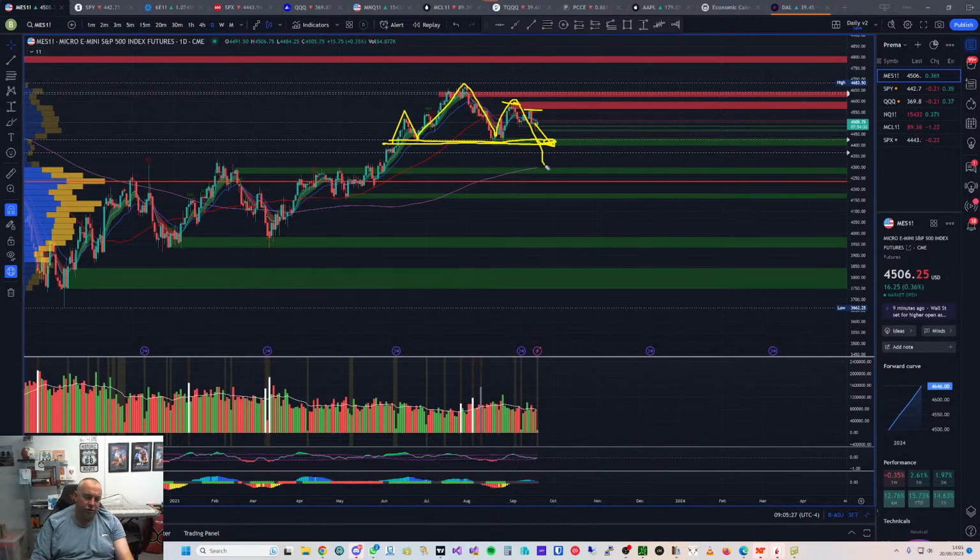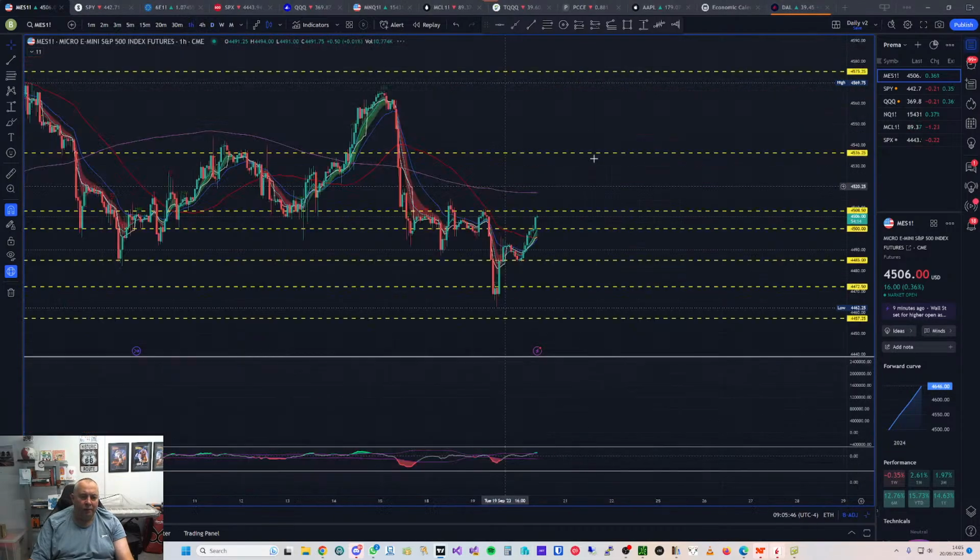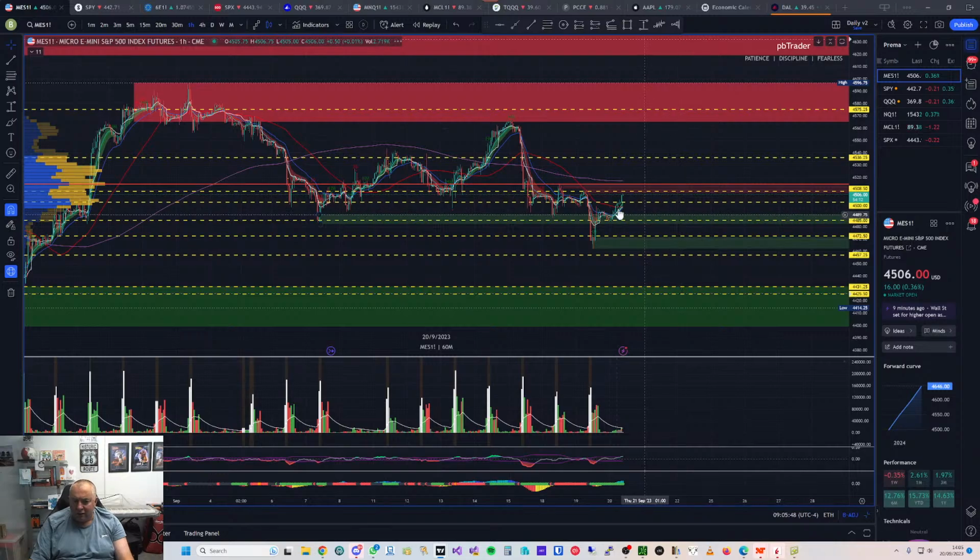If we do break it, I'm going to wait for a pullback and a reconfirmation of that level for the short. So that's kind of what I'm watching for, but we could just be looking to go sideways and make new highs and push up. So we'll be watching the areas, as you can see, which are supply and demand. Back to the hourly.